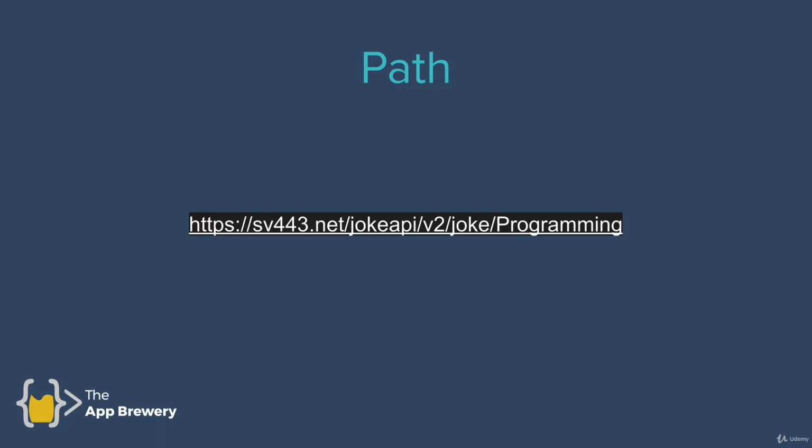Now we're introducing this concept of paths when we're trying to access an API. Notice how the endpoint is the URL up to that last slash, and then if we went down the programming path, we would only be getting programming jokes. But if we change the category to doc, then we would only be getting jokes from the doc category.